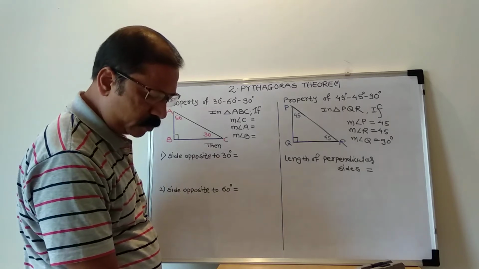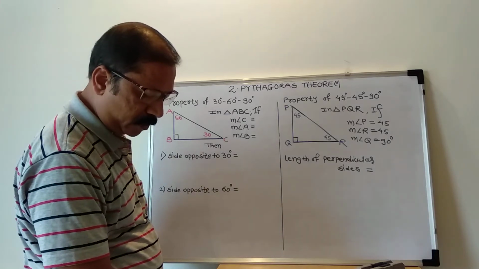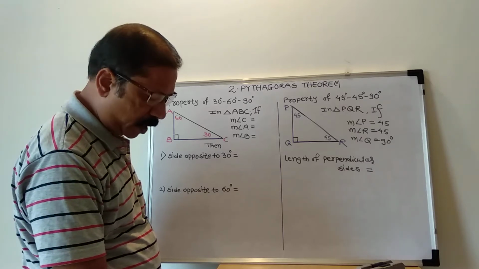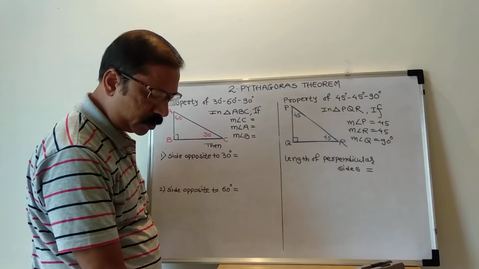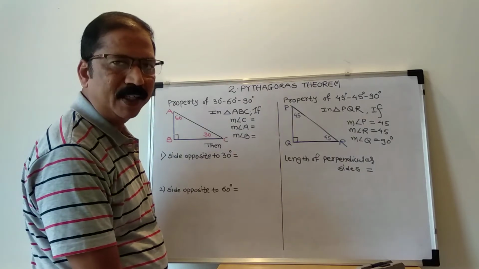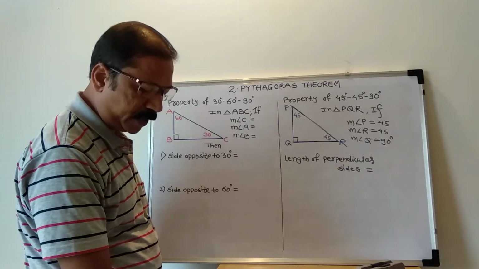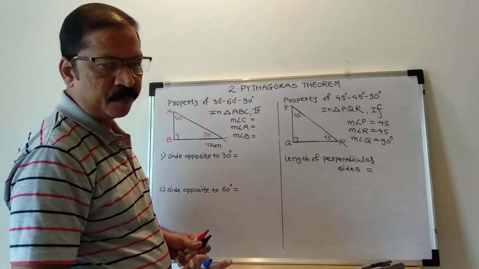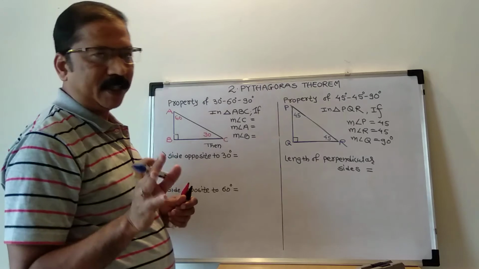If acute angles of a right angle triangle are 30 degree and 60 degree, then the side opposite to 30 degree angle is half of the hypotenuse, and the side opposite to 60 degree angle is root 3 upon 2 times the hypotenuse. Have you all understood the statement?